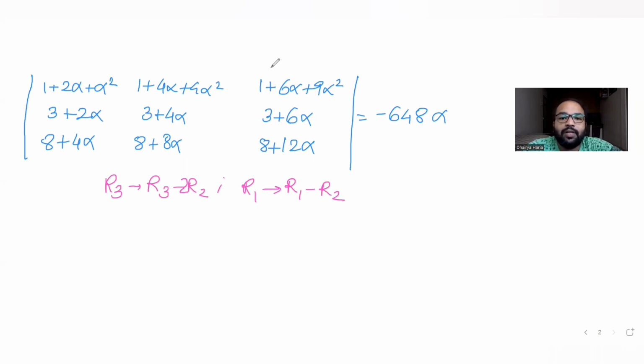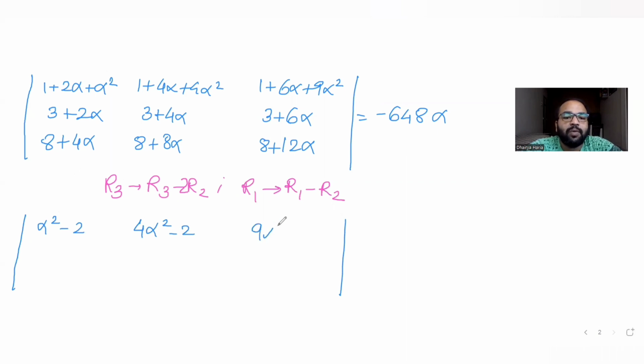Right? Let's do that. So if I do this now, let's see what I get. Now my entire determinant value changes too. So if I change my first row, it is first minus second row. So alpha square remains as it is. 2 alpha gets cancelled. 1 minus 3 is minus 2. Here I get 4 alpha square as it is. 4 alpha minus 4 alpha is 0 and 1 minus 3 is again minus 2.